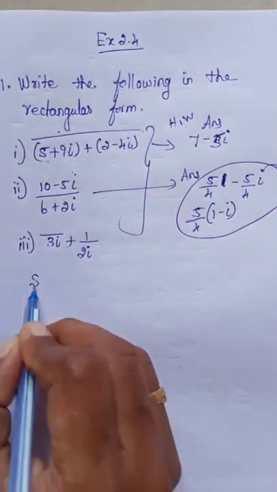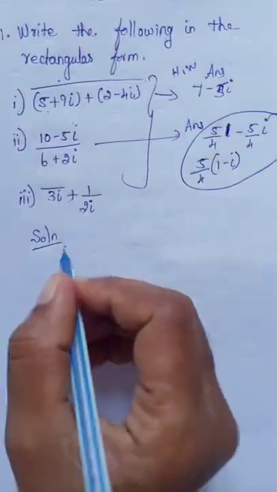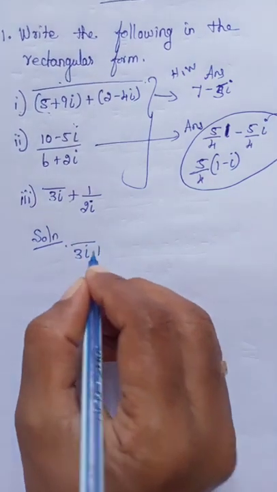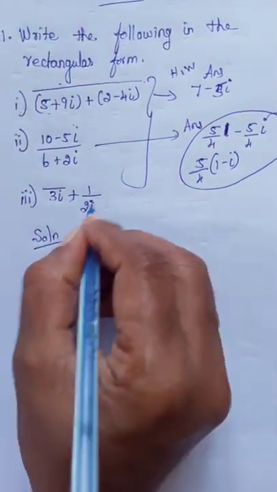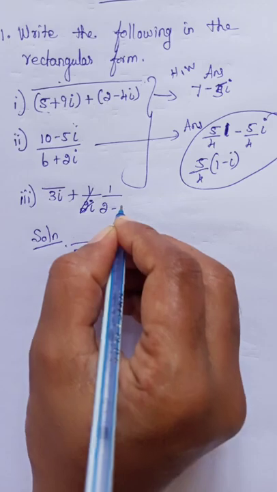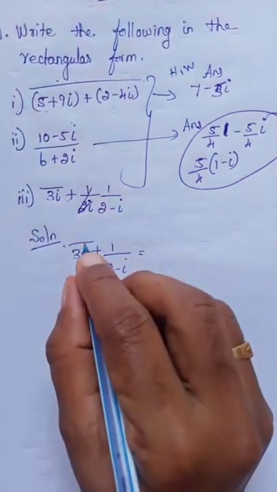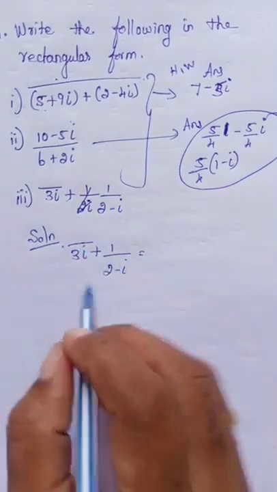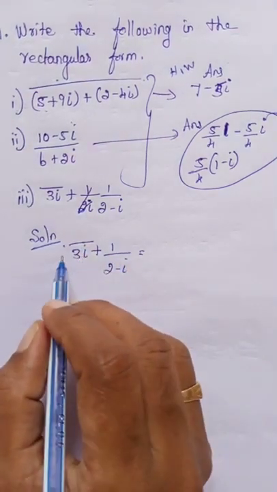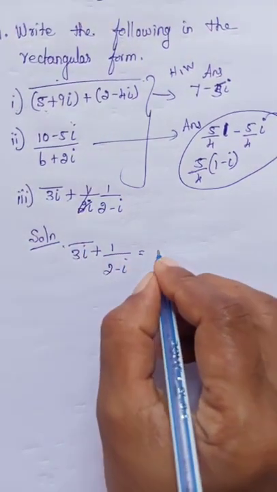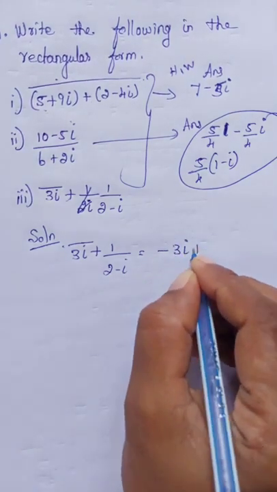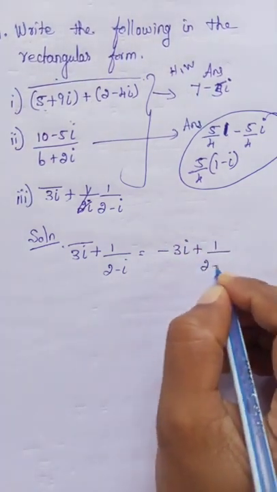Now for this third subdivision, I am going to do it, okay. See, 3i bar plus 1 by 2 minus i. See here, 3i bar, conjugate of this, isn't it? Only the sign of i will change. Here there is no real number. So this is minus 3i plus 1 by 2 minus i.